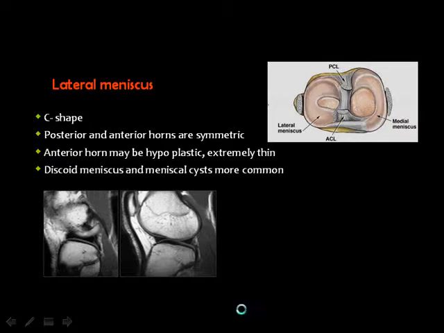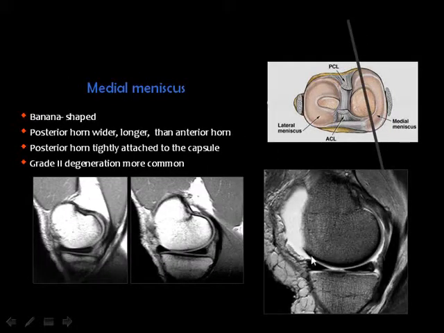Then, if you look to this image and you are cutting here, you will see the posterior horn and the gap, then you will see the anterior horn. And here, this is the anterior horn and the gap and the posterior horn. What happens if you cut here? You are cutting in the meniscal body. You will not see any gap. You will see this appearance. And this is the meniscal body. Okay? Then this is the meniscal body.